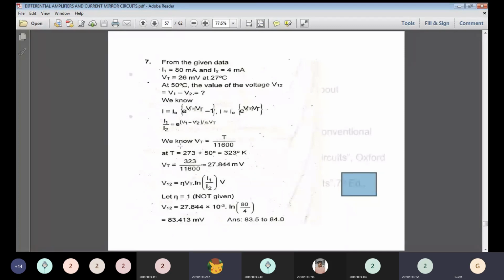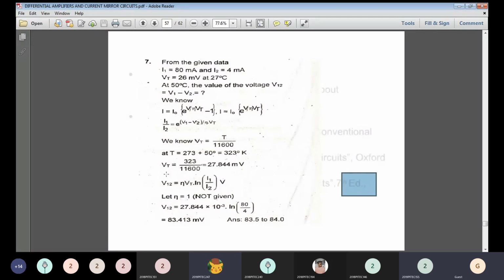So we know the basic thermal voltage formula: VT is equal to temperature divided by 11600. So what is the temperature? In terms of degrees Celsius, it is given as 50 degrees Celsius. For 50 degrees Celsius, we are going to calculate the value of VT. So this is converted to Kelvin. We add the Celsius temperature to 273. So 273 plus 50 degrees Celsius is converted to 323 Kelvin.